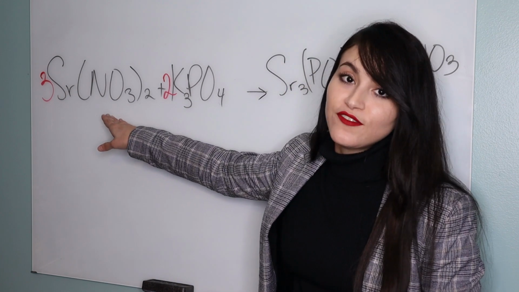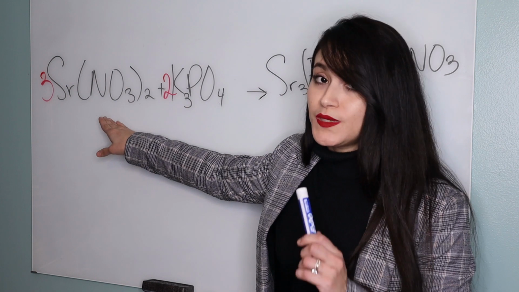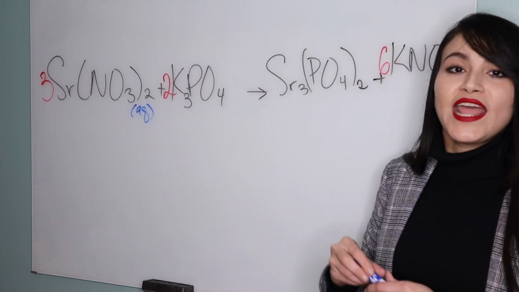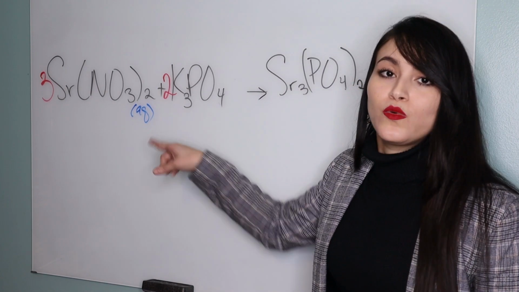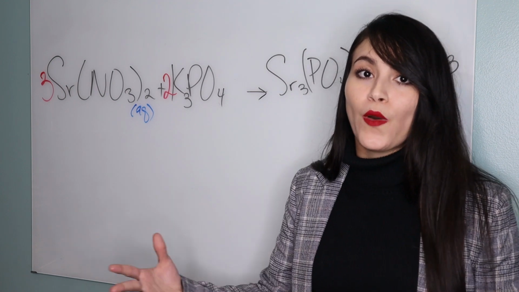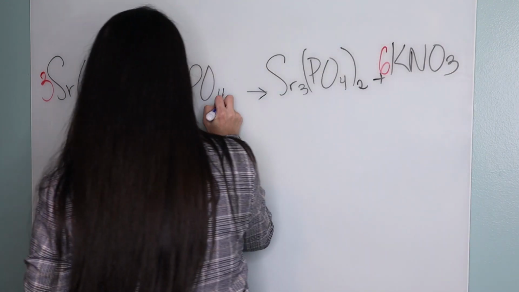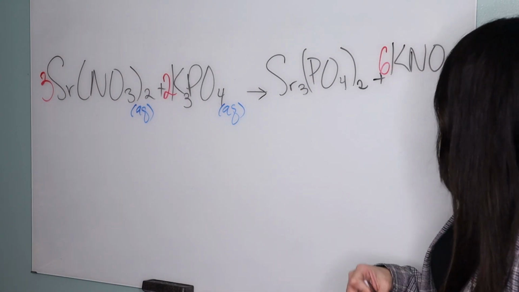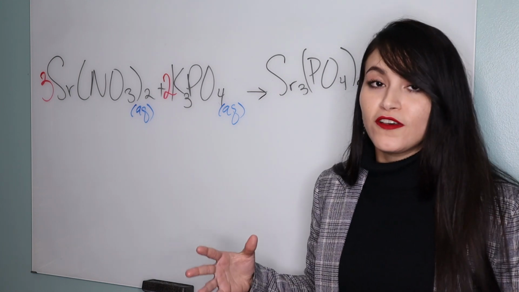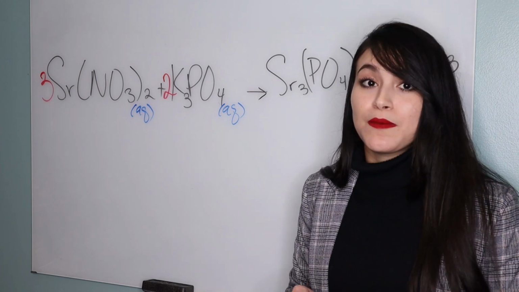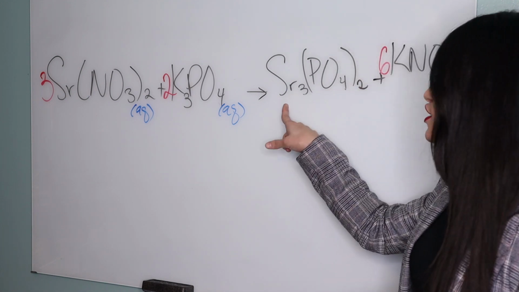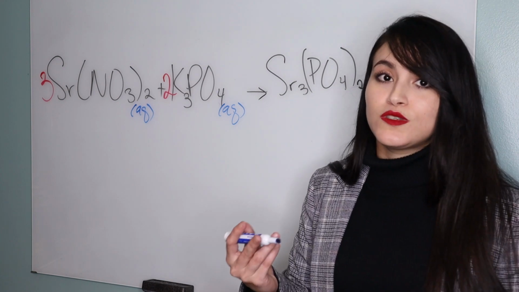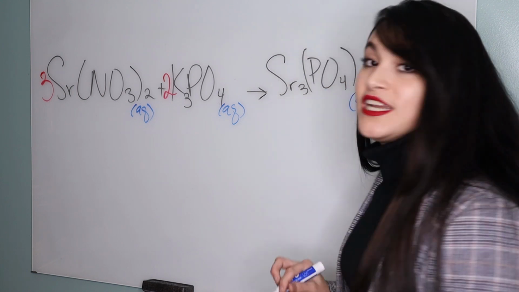For reactant number 1, we have nitrate, and all salts of nitrate are going to be soluble. Therefore, I'm going to be writing an AQ for aqueous. Then, reactant number 2, we have potassium, which is in group 1, and all salts of group 1 are going to be soluble. So, I'm going to be writing an AQ for aqueous. Over here, our first product has phosphate, and all salts of phosphate are going to be insoluble except those with group 1. And strontium is not in group 1, therefore this product right here is going to be insoluble, and to symbolize that, I'm going to write an S for solid.